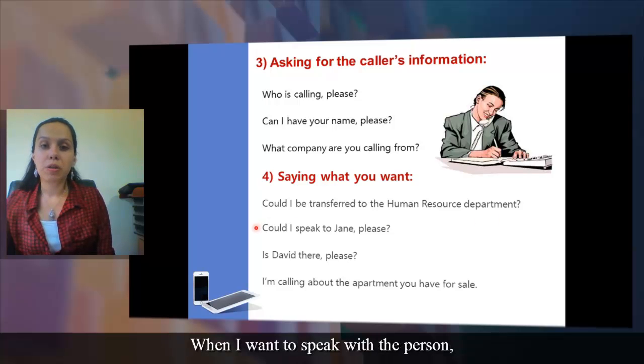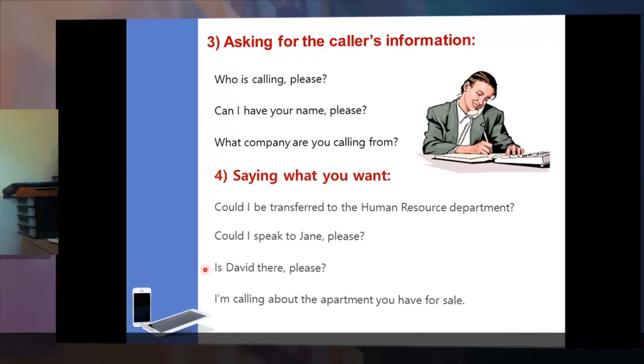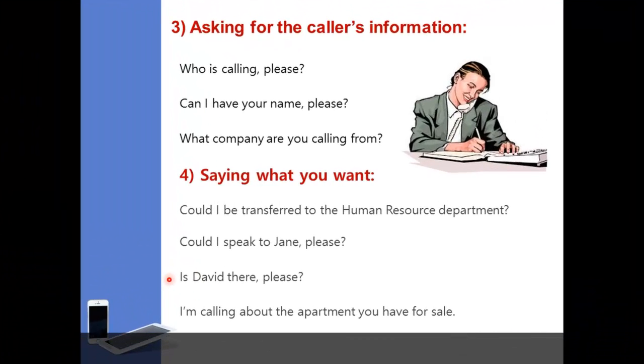When I want to speak with a person, I am going to say, could I speak to Jane, please? Informal: Is David there, please? In case we want information about something, we can say, I am calling about the apartment you have for sale.